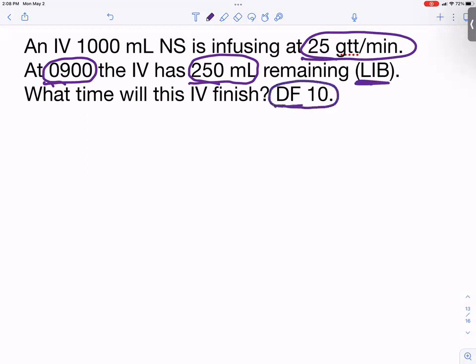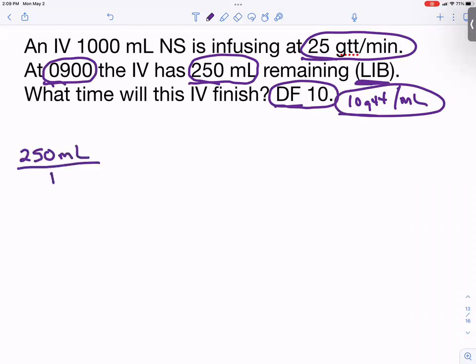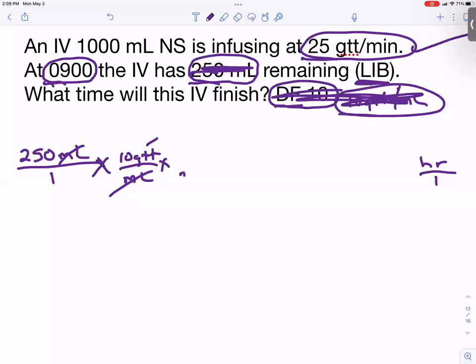Drop factor 10. Well, drop factor 10 means 10 drops per milliliter, right? So Professor K walked in the room at 9, and there was 250 milliliters in that bag. And I'm solving for time, so I need hours. So I've already used my 250. So how do I get rid of milliliters? I use my drop factor, 10 drops per milliliter. That gets rid of my milliliters. How do I get rid of drops? I use what's in my problem. 25 drops per minute gets rid of my drops.